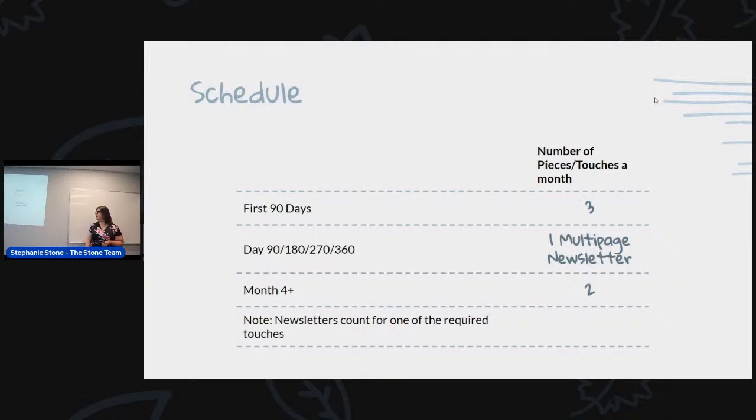Good thing is those newsletters count for one of the required reach outs. So if I'm on month six, I do my newsletter. That's required every 3 months. And then, I don't know, another little market update or another little something. Just sold in the neighborhood. Here's the list of homes. Whatever I want to do for that second one.